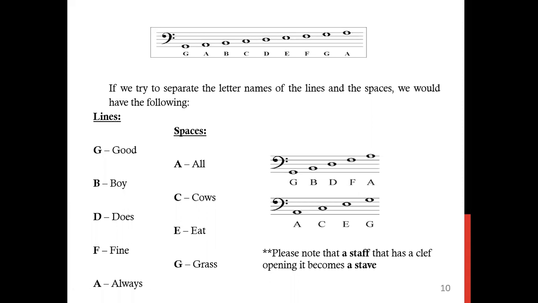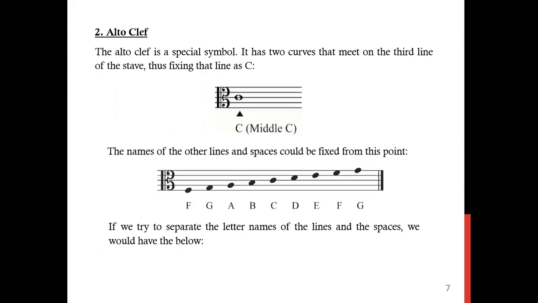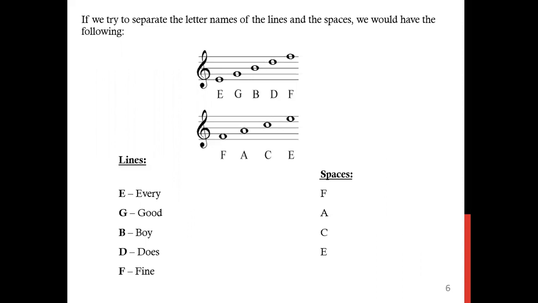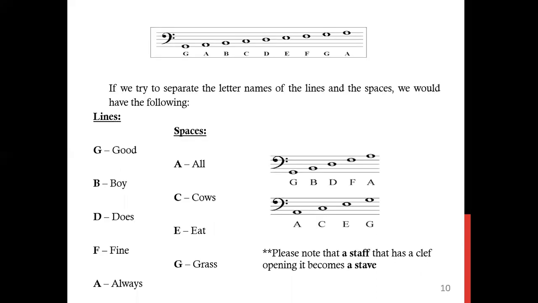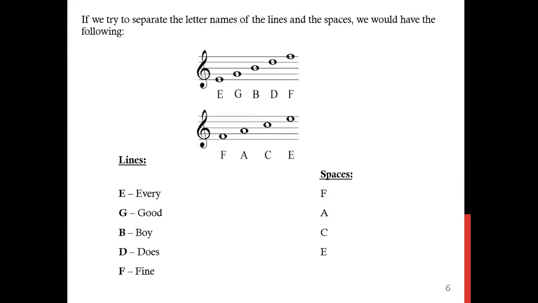Yes, sir. In the treble clef, the spaces start from F, so we've got F A C E. Whereas on our bass clef, the spaces start from the letter A, labeled as A to G. Very good. So it's A, C, E, G on the bass stave, and it is F, A, C, E on the treble stave.